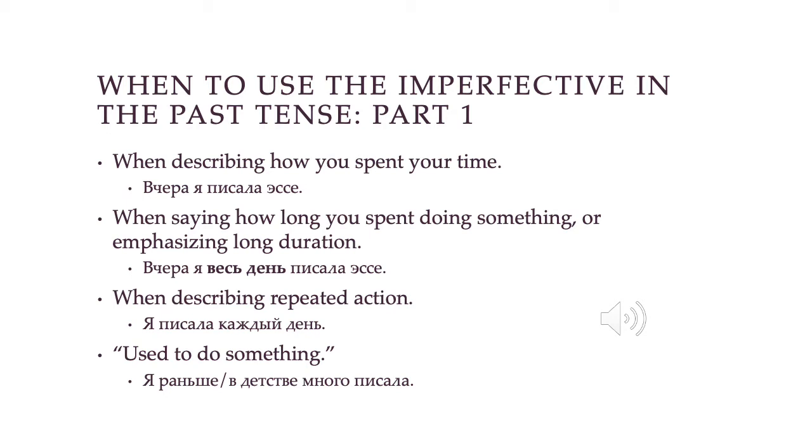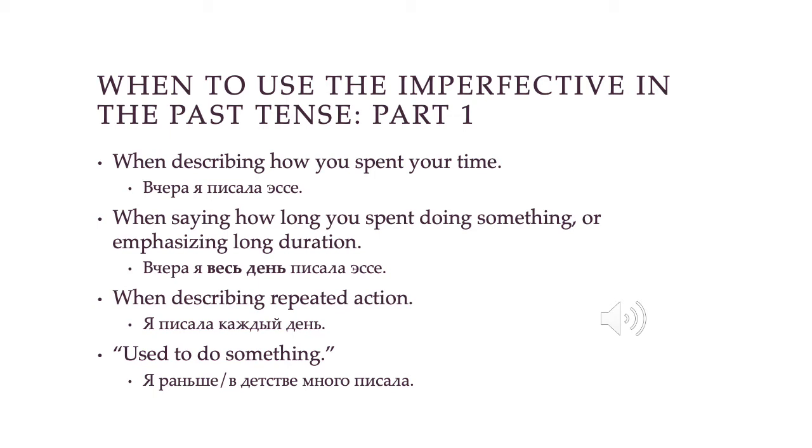We also use the imperfective when we want to indicate how long we spent doing something, or we want to emphasize that we did something over a long duration. For instance, вчера я весь день писала эссе. I was writing the essay or working on the essay all day yesterday. We also use the imperfective when describing repeated action. Я писала каждый день. I wrote every day, repeated action.